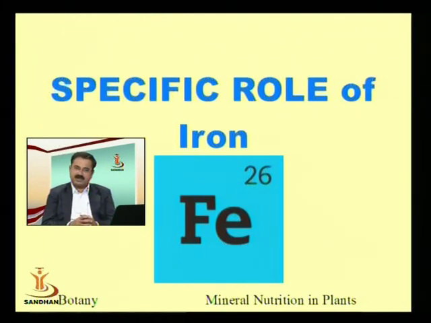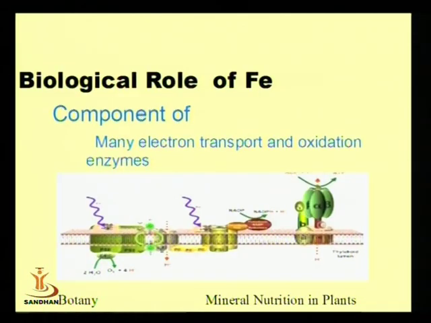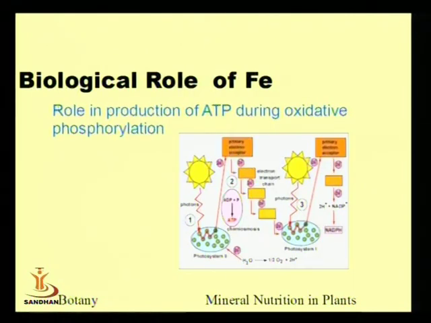Then next we are moving toward iron, which has a very important role in human life as well as in plants. In the plant, it has a biological role as a component of the electron transport chain. This electron transport system and oxidation enzymes require iron as an iron complex, ferredoxin, and iron-sulfur complex, which is essential for ETS. It has a very important role in production of ATP during oxidative phosphorylation, and you know very well that ATP is the currency of energy.